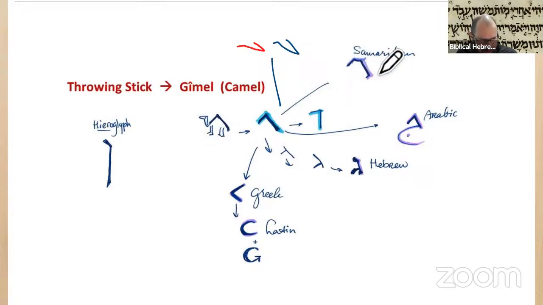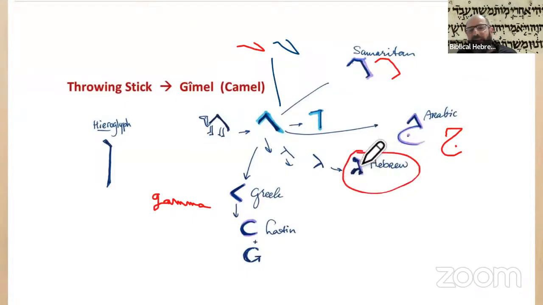This is in Samaritan, how we write it. Very similar. This is in Arabic, how we write it. We say jim in Aramaic, in Arabic, jim. And then we have Greek gamma, double M-A, gamma. Then we have the Latin, but we're going to focus on the Hebrew, all right? Hebrew, we say Gimel, and look how we write it. It's interesting, all right?